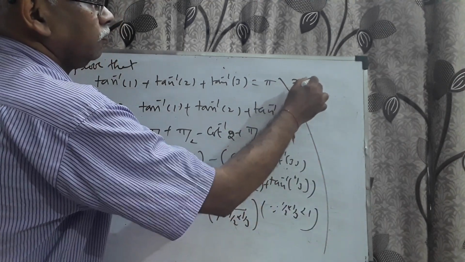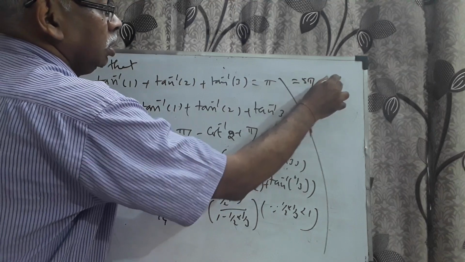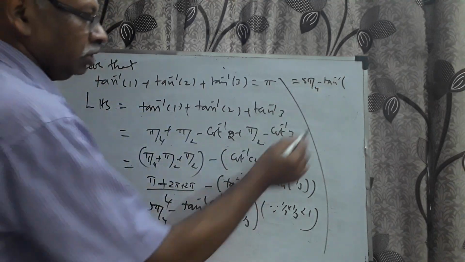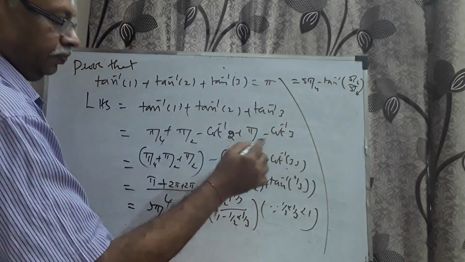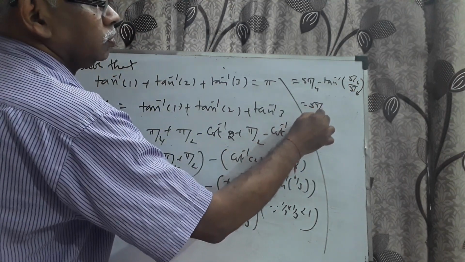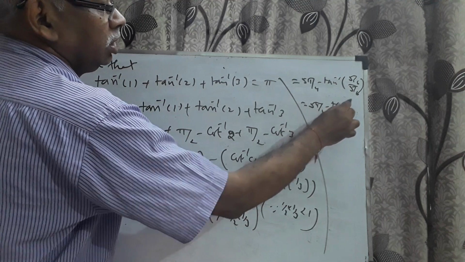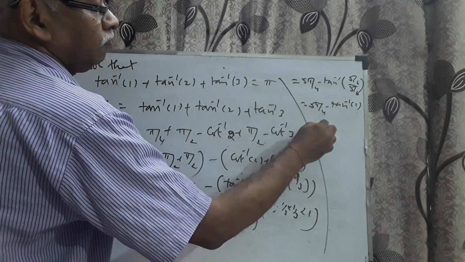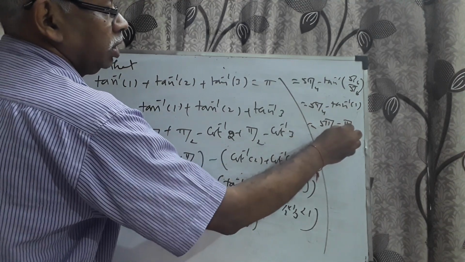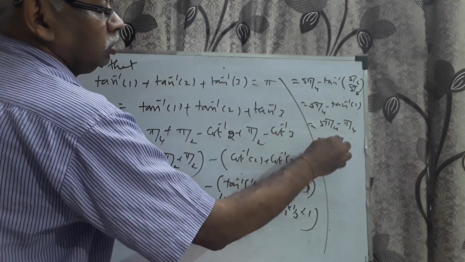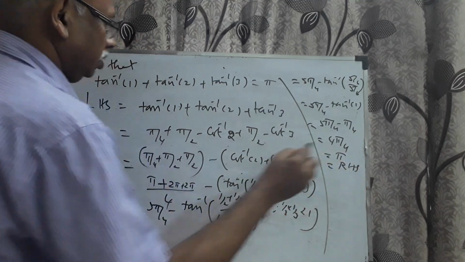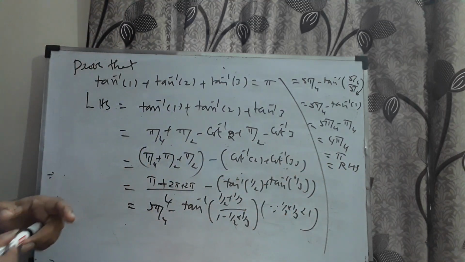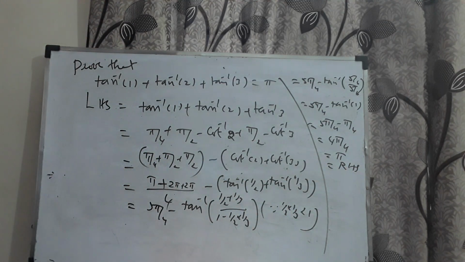Therefore, this is equal to 5 pi by 4 minus tan inverse. Take LCM. I get 5 by 6. Therefore, this is reduced to 5 pi by 4 minus tan inverse 1. 5 pi by 4 minus pi by 4, which is 4 pi by 4, which is pi. This is my right hand side.